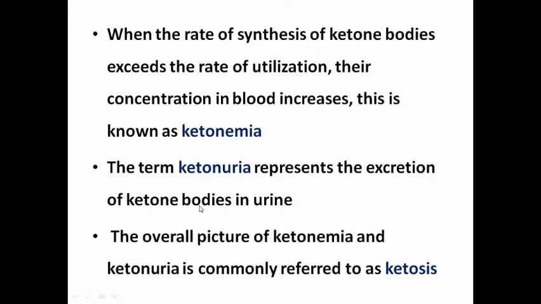Another term is ketonuria. Ketonuria means excretion of the ketone bodies in the urine. If the ketone body synthesis is in excess, the excretion of the ketone bodies in urine is known as ketonuria. Ketonemia means the ketone body level in the blood is increased. Ketonuria means the ketone body level in the urine is increased. Both terms, ketonemia and ketonuria, are commonly referred to as ketosis.